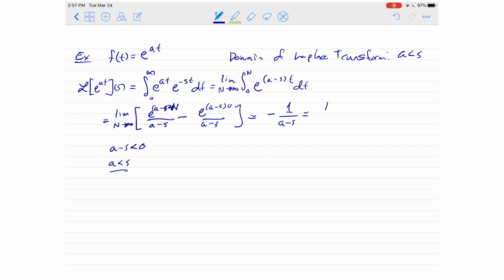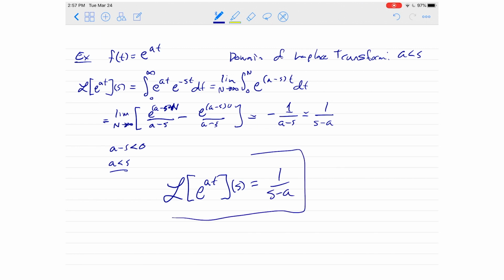All right, so just rearranging things to make things look pretty. We have the Laplace transform of e to the at is equal to 1 over s minus a. Right? And so let's write that nice and big. Laplace transform of e to the at evaluated at s is equal to 1 over s minus a. Okay, cool.